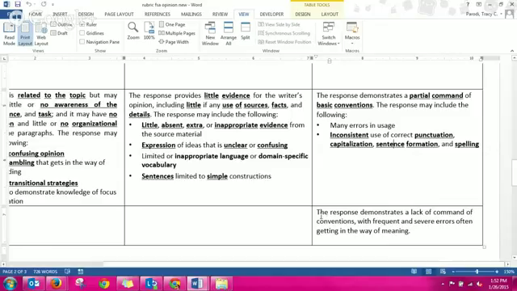The last is a 0. It says, the response demonstrates a lack of command of conventions with frequent and severe errors, often getting in the way of meaning. So your writing is filled with errors, so much so that the reader can't really understand what you mean. So be careful about that. I don't think I know anybody that writes like that, but it's something to keep in mind as you continue to practice for the test.